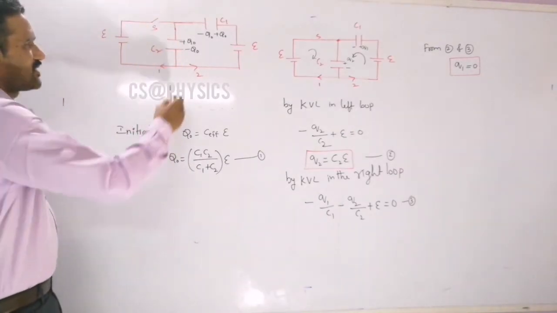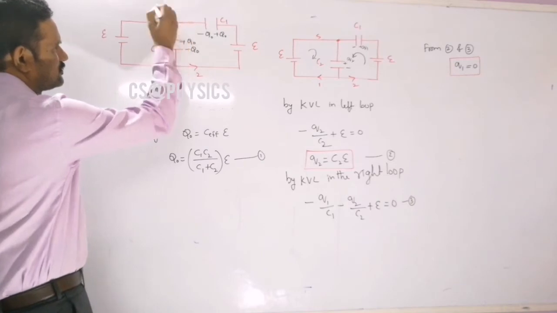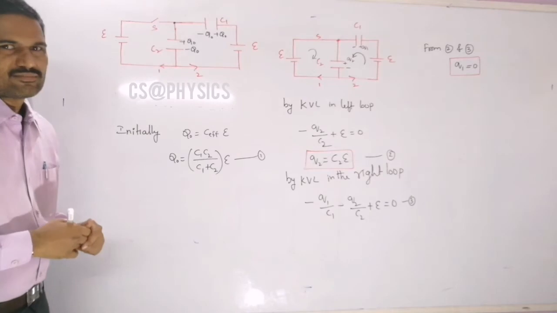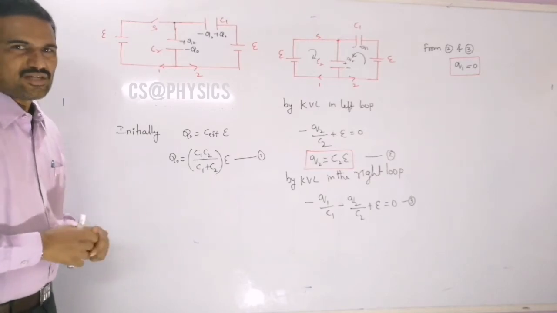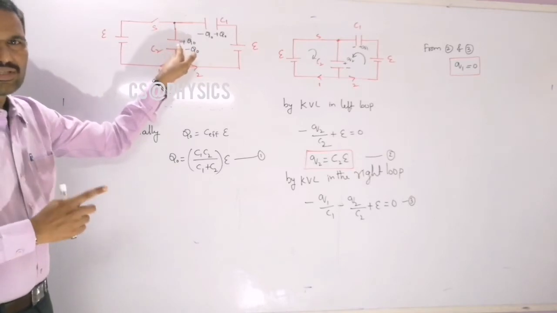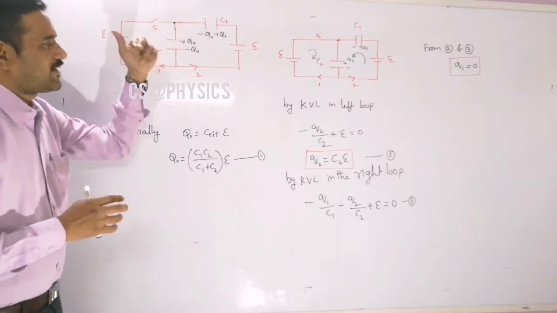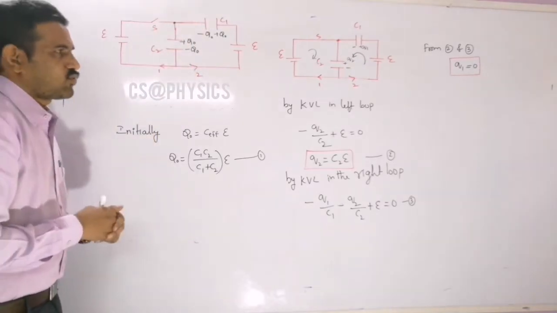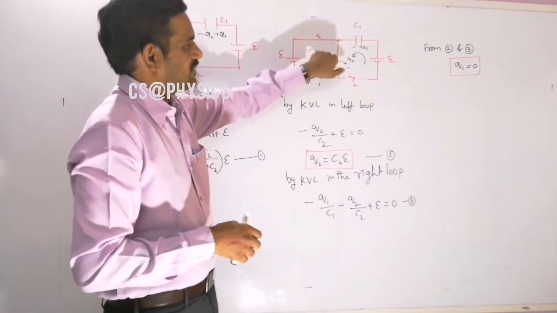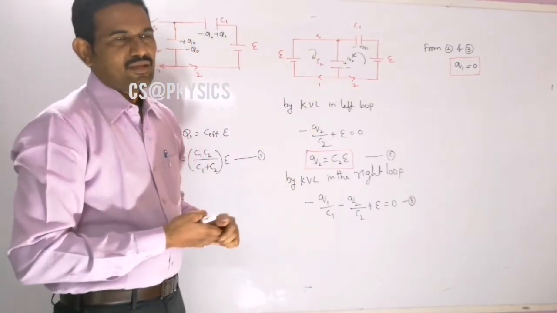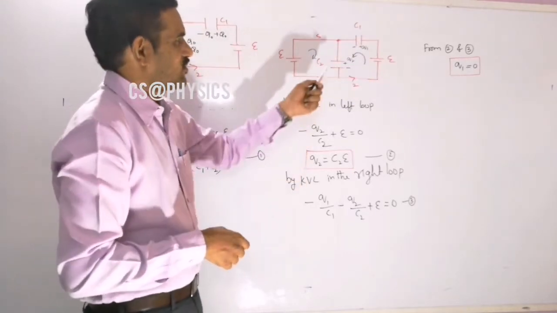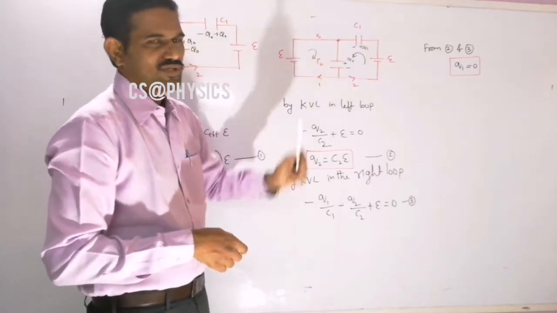For that, simply consider this junction. Initially, what is the charge on that junction? 0, right? Because this is minus Q0 and this is plus Q0, so the total charge will be 0. Finally, once the switch is closed, observe this: this Q1 value we are concluding as 0, this is 0, and this is Q2, so only Q2 charge is there.